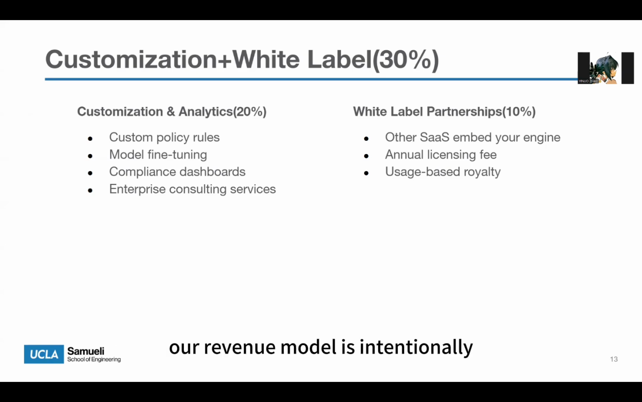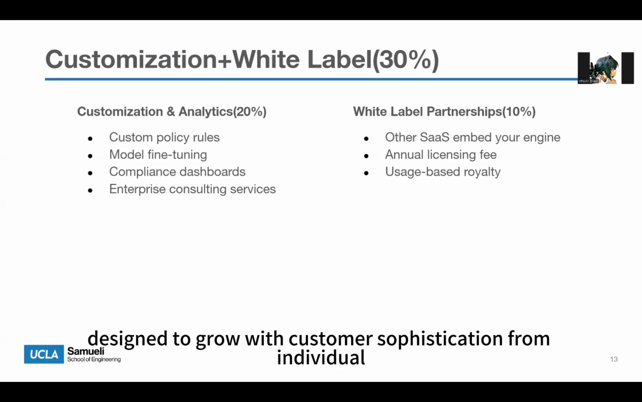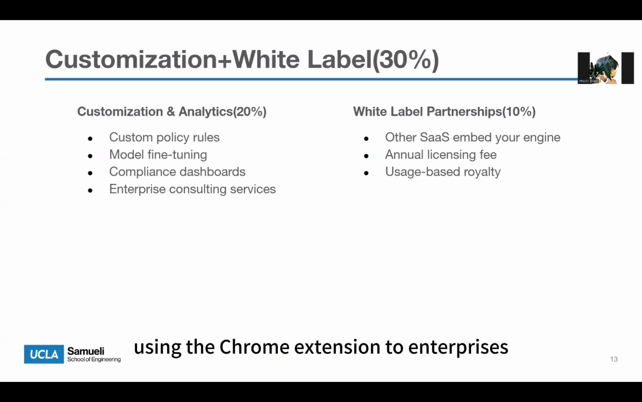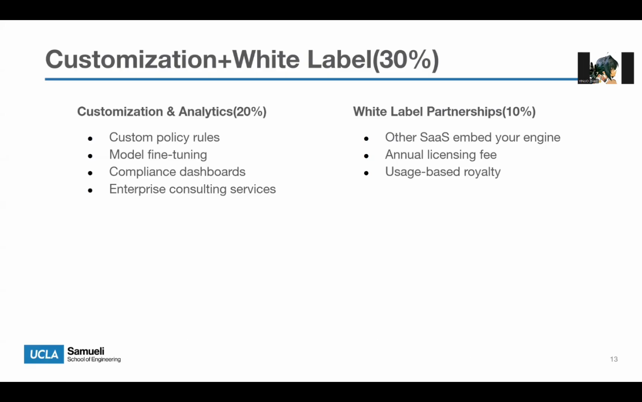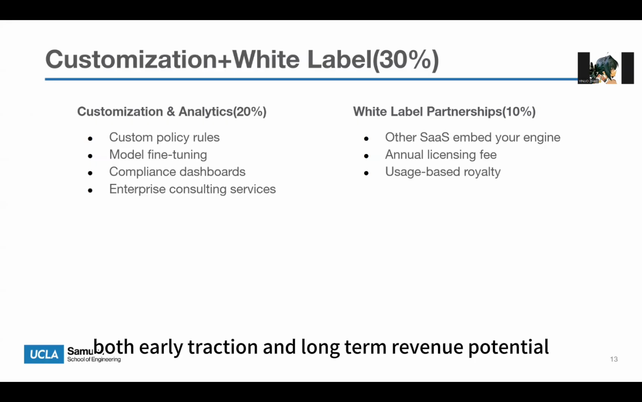In summary, our revenue model is intentionally designed to grow with customer sophistication, from individuals using the Chrome extension to enterprises integrating our API at scale. This balanced structure maximizes both early traction and long-term revenue potential.